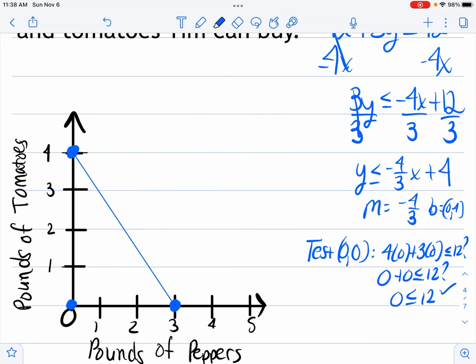So then everything on this left side of this boundary line is a solution. The solution zone this time is going to be this little triangle right here, like so. Okay, so there's our graph.